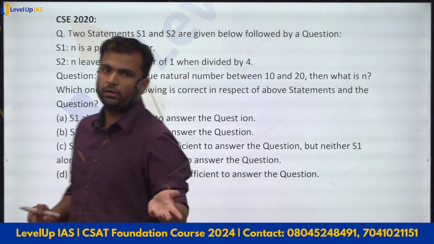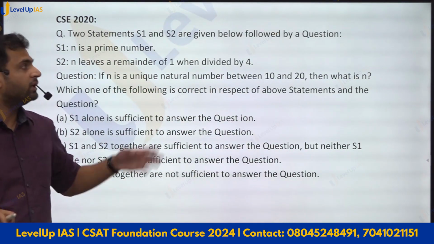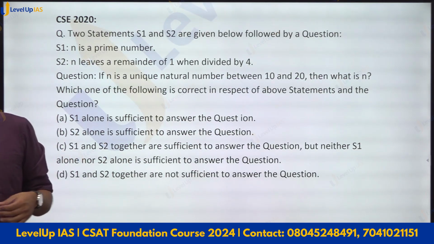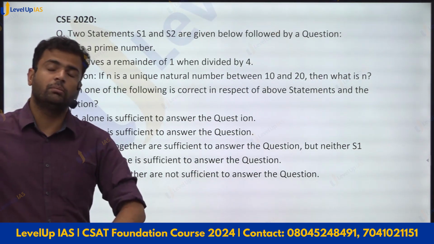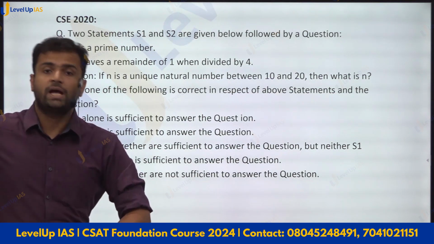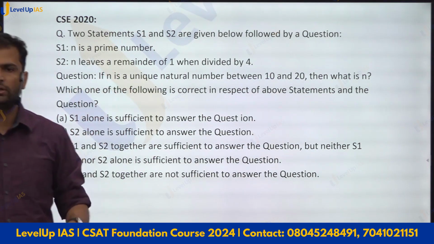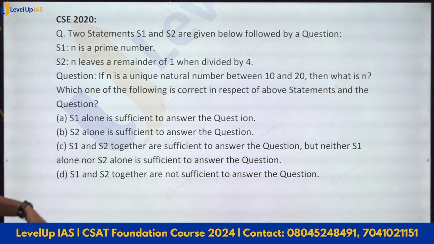Next question. The point to be noted was that you need to be clear about terminologies. What is natural number, what are positive integers, what is whole number, what is real number, rational number, irrational number, and so on. Those terminologies you should be clear about. Next question.